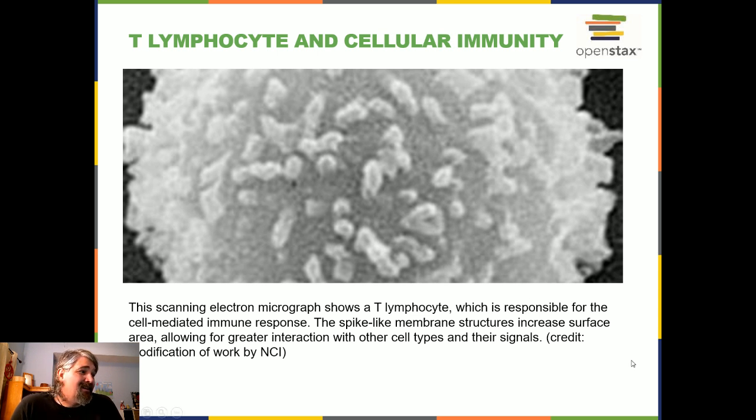Okay, scanning electron micrograph, right. Spine-like membrane structure increases their surface area, allowing for greater interaction with other cell types and their signals. As I'm sure you recognize by now, that's a very common theme to get past your volume to surface area challenges. You can have a lower volume but have a greater surface area if you just make a bunch of enfolded areas, right? Like the microvilli. Well, and also like the T cells. Here we go.